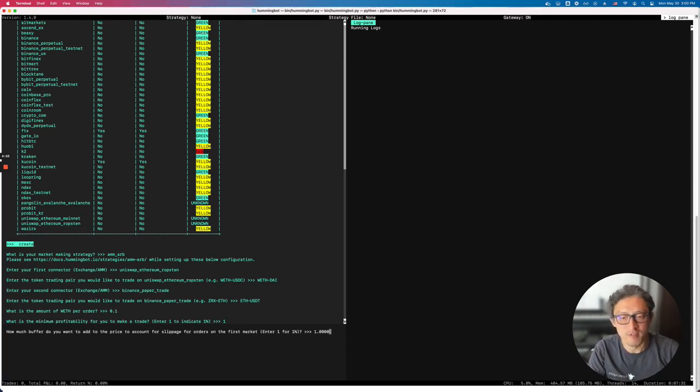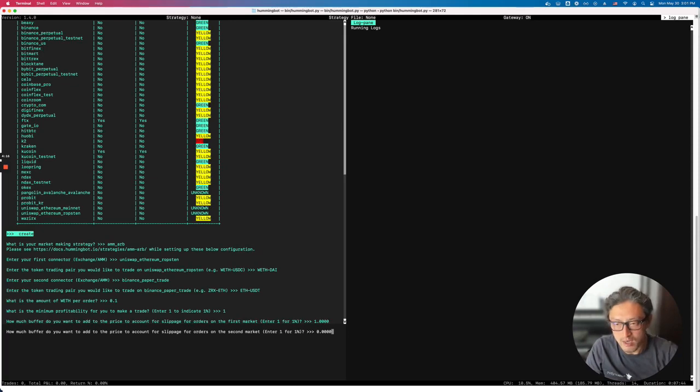This question is a slippage buffer. The idea is that when you detect a trade, you may want to execute that right away, so you may want to add a bit of buffer in there as well. So let's just go with 1% here, and then no buffer on the other side.